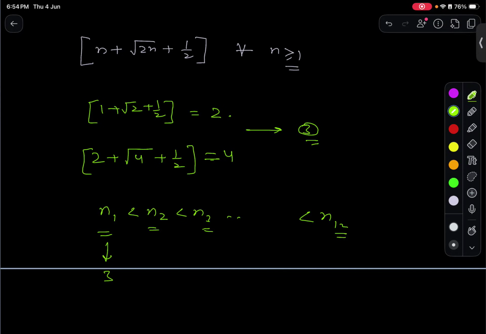You are putting n is equal to 1, so you are getting the greatest integer value will be 2. Now you are putting n is equal to 2, you are getting greatest integer will be 4. So number 3 is not there, right? So we are missing the number 3. Yes, there number 3 is not there. Similarly, when you put n is equal to 3, maybe it is coming 5.